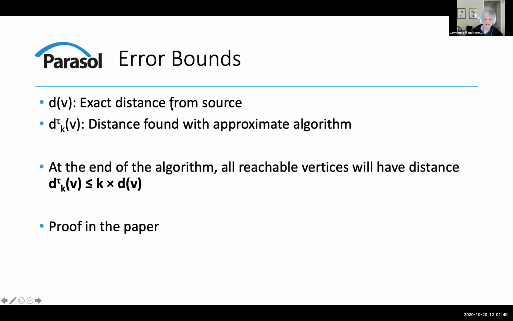So this is exact distance, this is distance with some approximations, right? So at the end of the algorithm, you have a distance of this one right here, k times dv, right? Because it's a number of times that you do approximations. And there is, of course, a proof that is more formal and is in the paper.